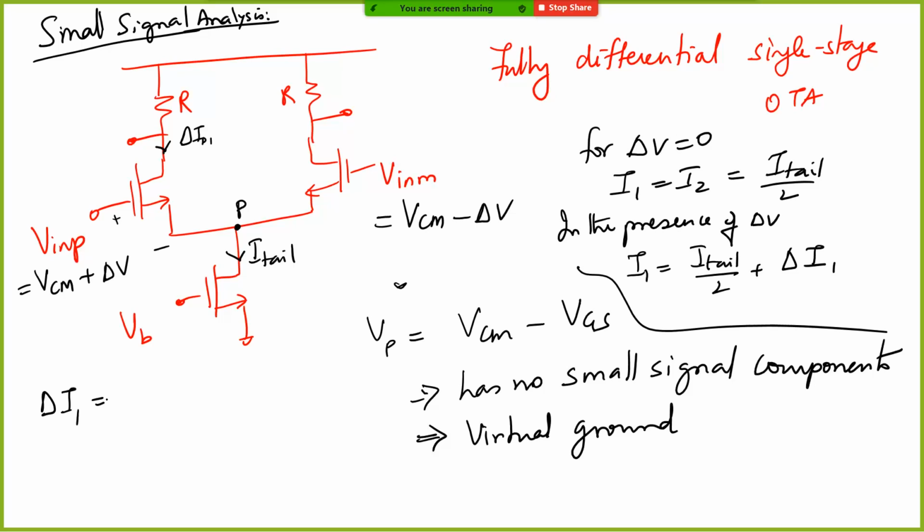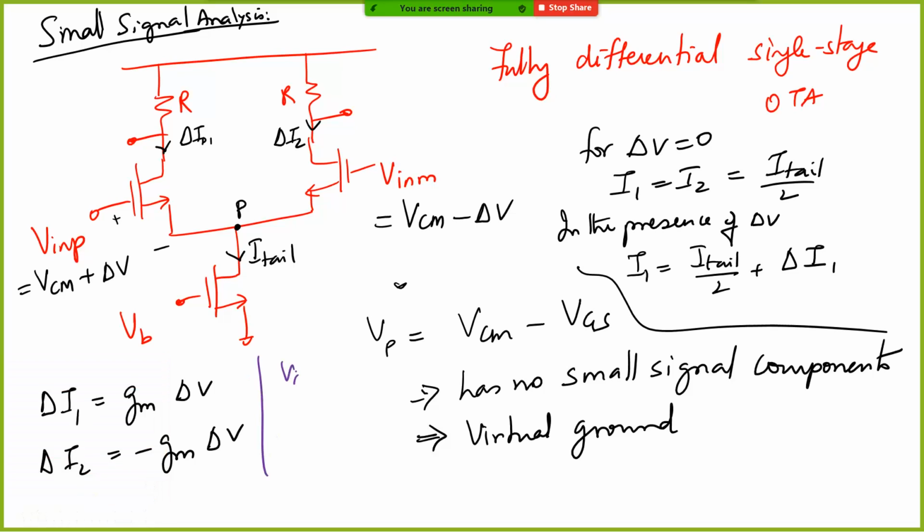GM delta. Exactly. Delta I1 can be written as GM times delta V. Okay. So, for delta I1, it is GM times delta V, and delta I2 can be written as what? Minus GM times delta V. Okay.